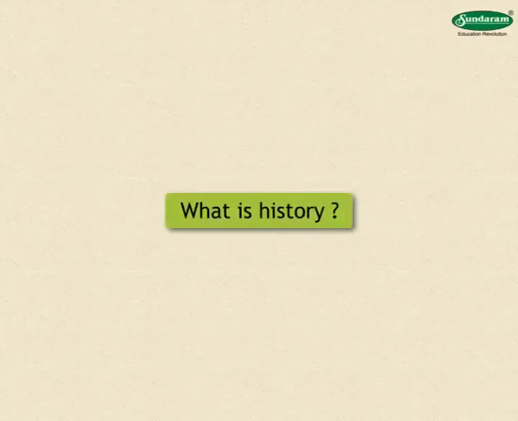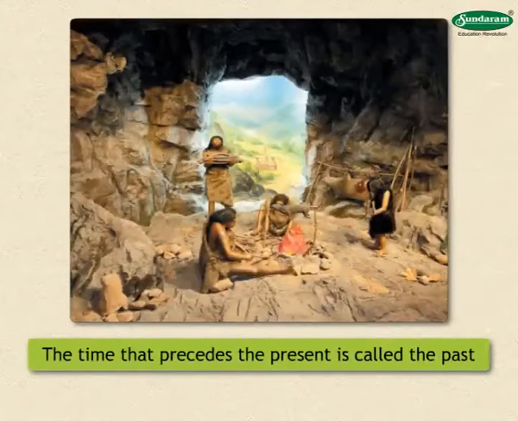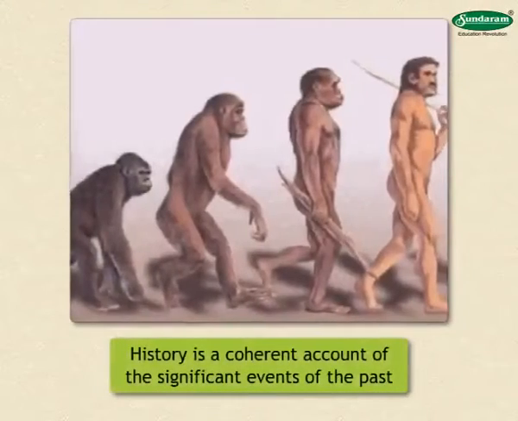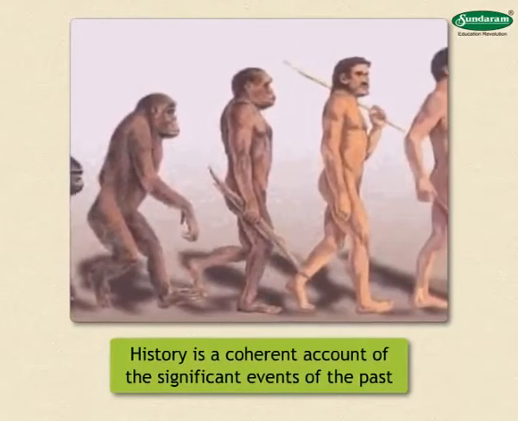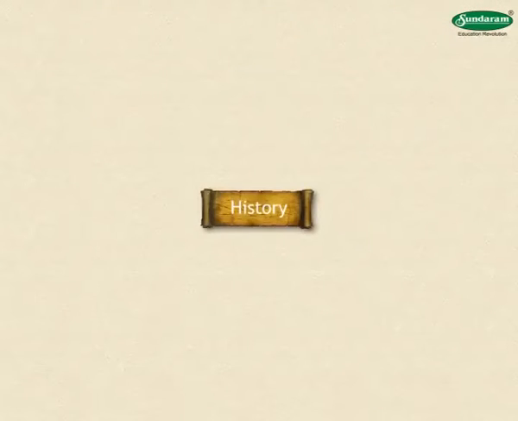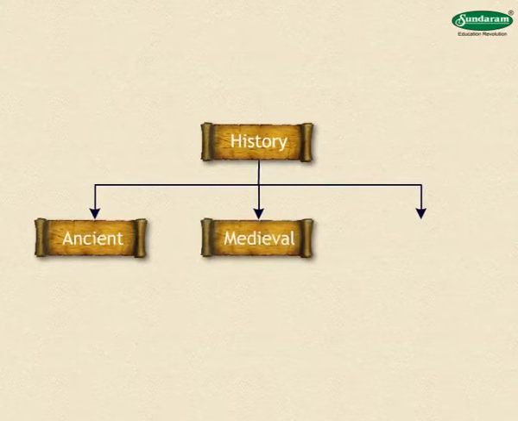What is history? The time in which we live is the present. The time that precedes the present is called the past. History tells us about events in the past. History is a coherent account of the significant events of the past. History is generally divided into three periods: ancient, medieval, and modern.